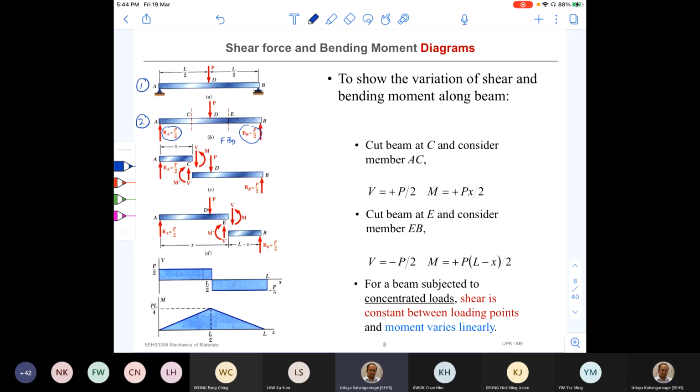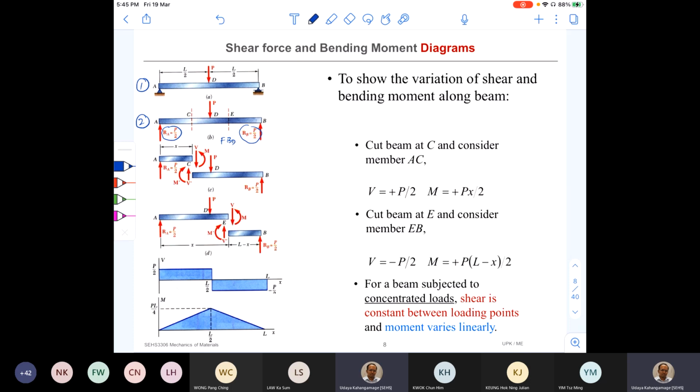But if the load is applied, let's say not there at the middle, but shifted towards one end, then A and B will not provide the same reaction. So you need to find out the reaction force by applying the equation of equilibrium.